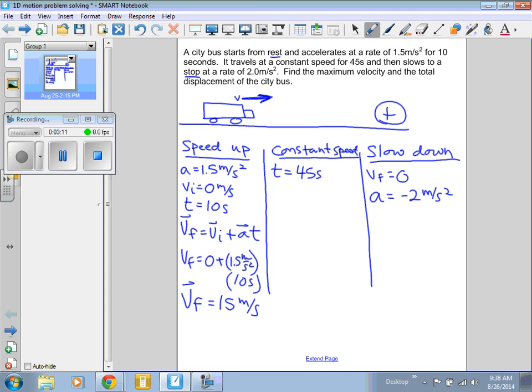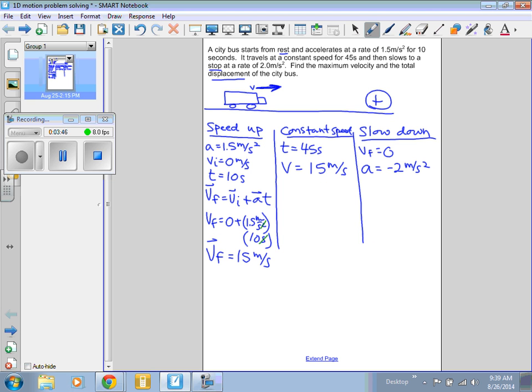And we can always double check our units here. We have meters per second squared times seconds. So the seconds on the top cancels with one of the seconds on the bottom, and our units are meters per second. Now we know that this final velocity is our constant velocity for the constant velocity part, so we can add that to our knowns. And then we need to know the total displacement of the city bus. So we need to know how far the city bus travels in each of these 3 segments.